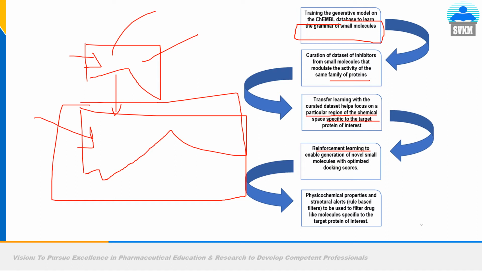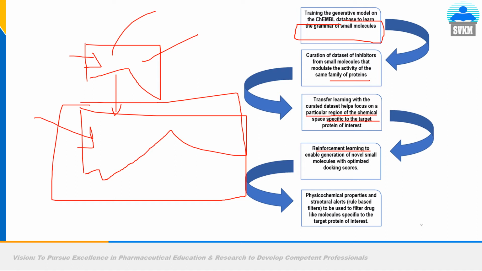I have to change my way. It is called reinforcement learning, which is based on action and environment and agent, based on reward and punishment. So after reinforcement learning, you will decide a few molecules which may be promising. Then further filtering is to be done based on other physicochemical parameters and structural alerts. A rule-based filter will be applied to filter drug-like molecules specific to the target protein of interest. In this way, you will find, for example, 10 molecules after transfer learning and after reinforcement learning.